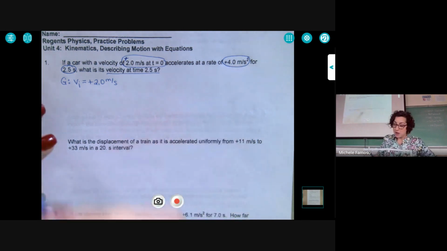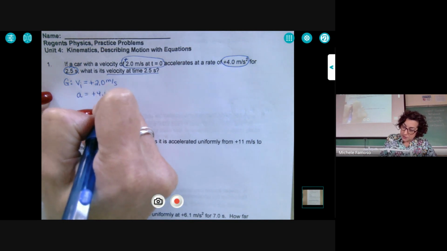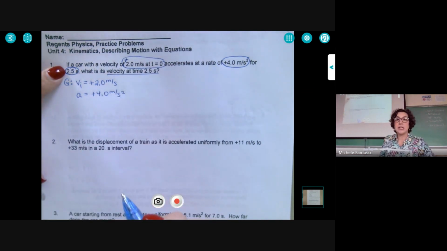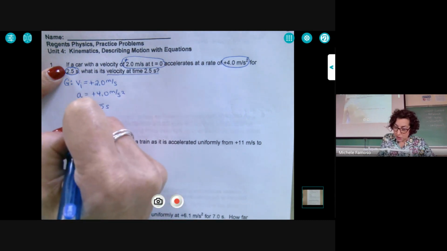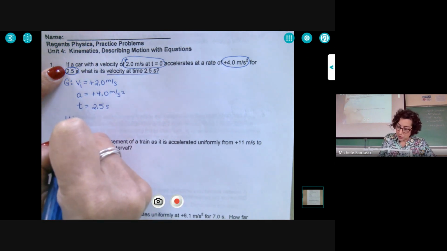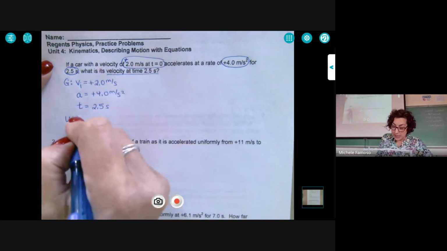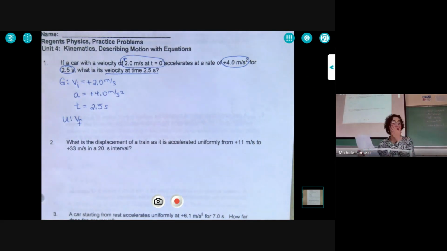Those are the units of an acceleration, lowercase a, positive 4.0 meters per second squared. Likewise, this last value, 2.5 seconds. Seconds is our unit of time, lowercase t. Now notice in the question, I want the velocity at that 2.5 seconds, which is the ending time, which means I'm asking you for the final velocity, VF.